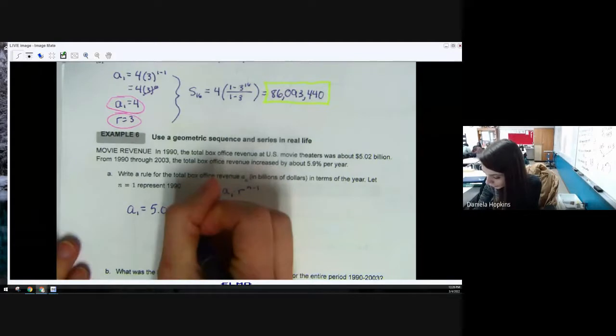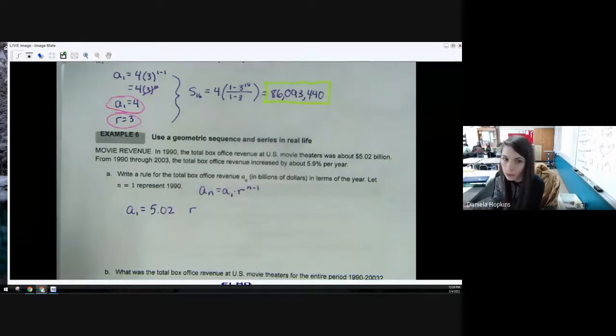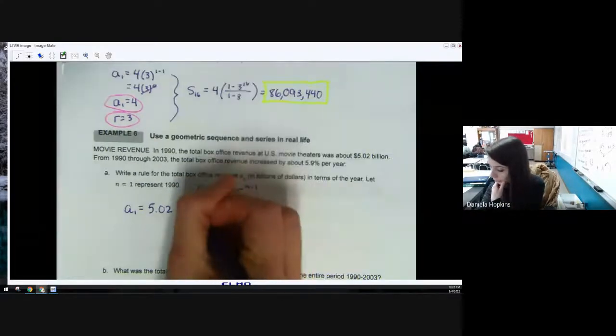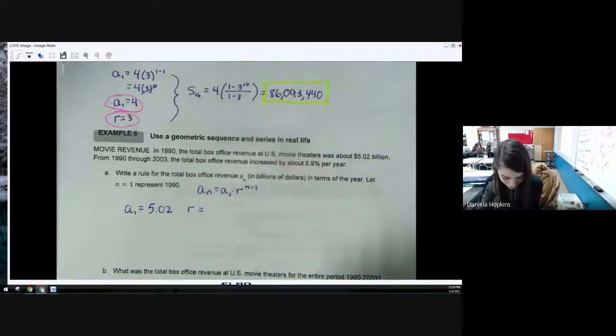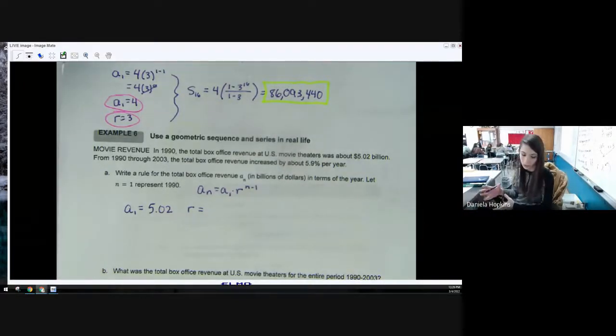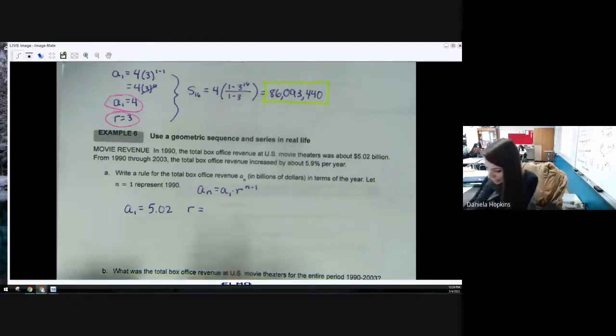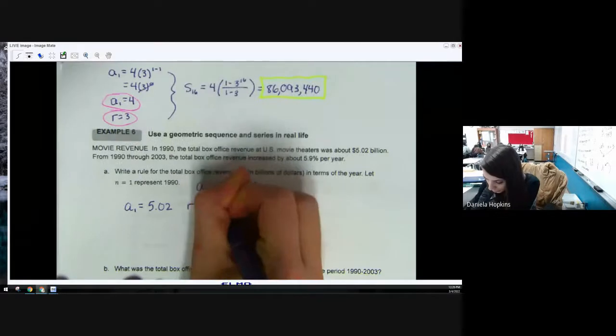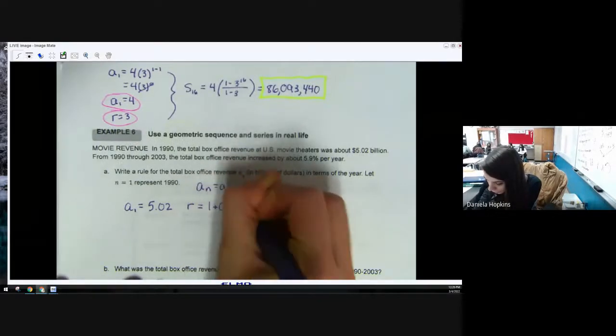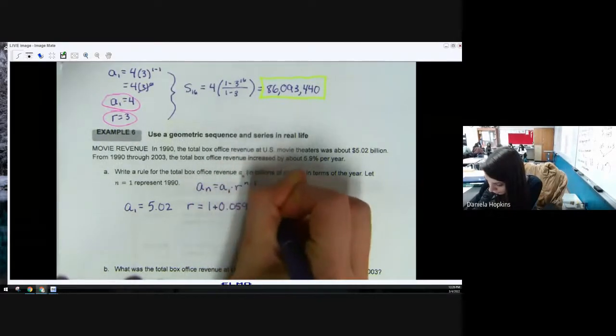How about my rate, or my R? I'm calling it a rate, which it is, but what is my R here? Yeah, close. If I do 0.059, won't that just give me 5.9% of the revenue? So close. I need to add it to 1. Yeah, so you do 1 plus 0.059.